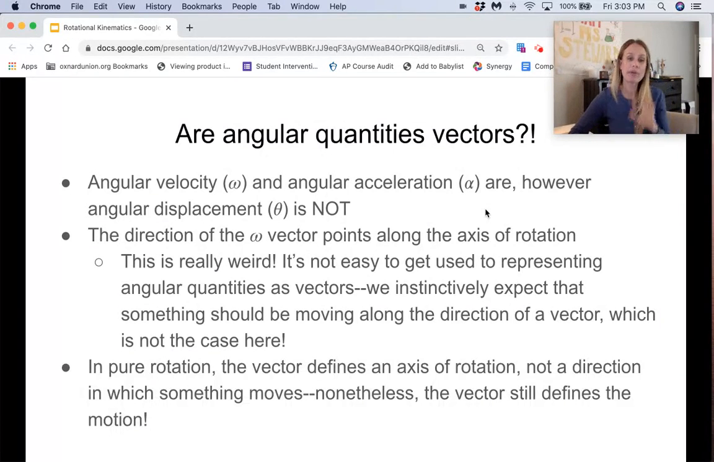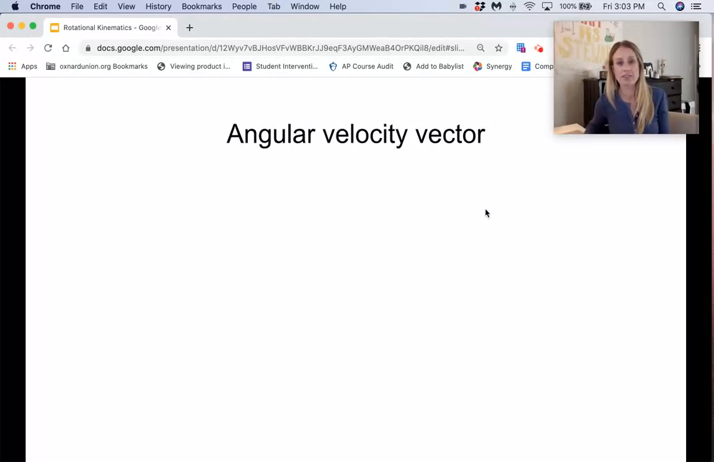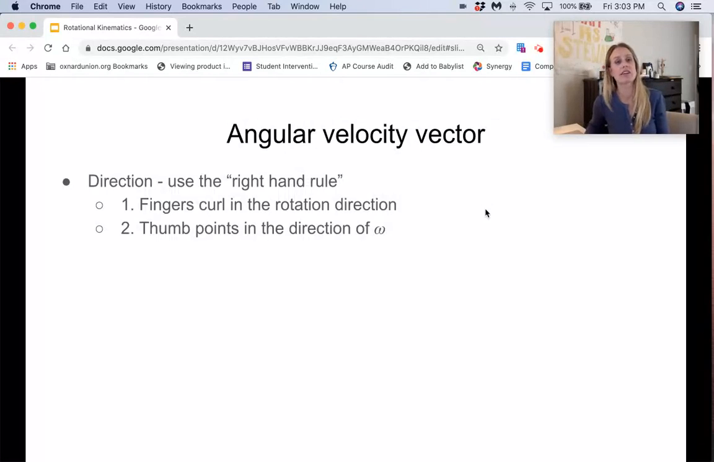Now, in pure rotation, the vector defines the axis of rotation. So it doesn't define a direction in which something moves. Nonetheless, the vector still defines the motion. So in order to find the direction of the angular velocity vector, we use this thing called the right-hand rule.